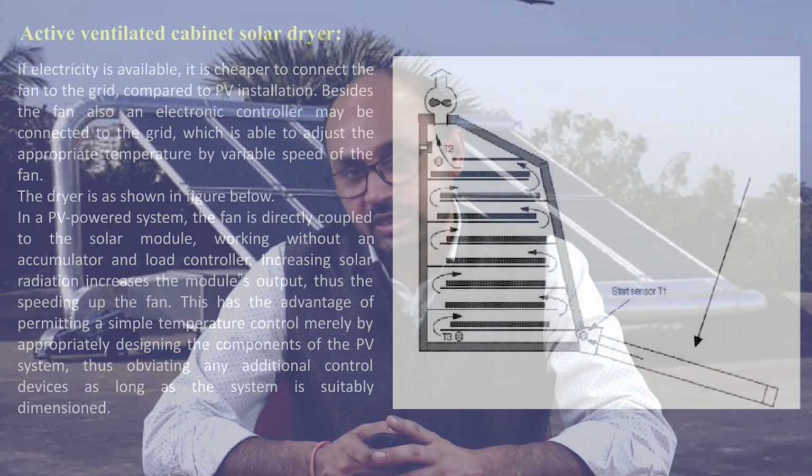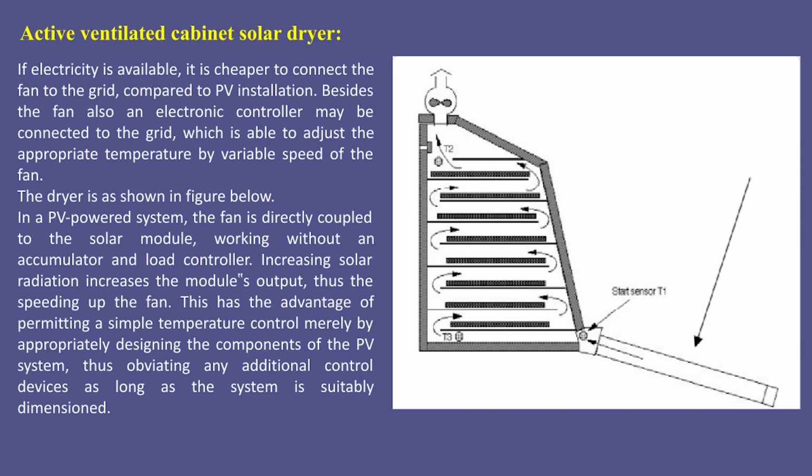So another important type of cabinet dryer is the actively ventilated cabinet solar dryer. You can see here in this diagram, if electricity is available, it is cheaper to connect the fan to the grid compared to a PV installation. Besides the fan, an electronic controller may also be connected to the grid. What we are doing basically is trying to improve the efficiency of these cabinet dryers. For that, we are making some changes in the design.